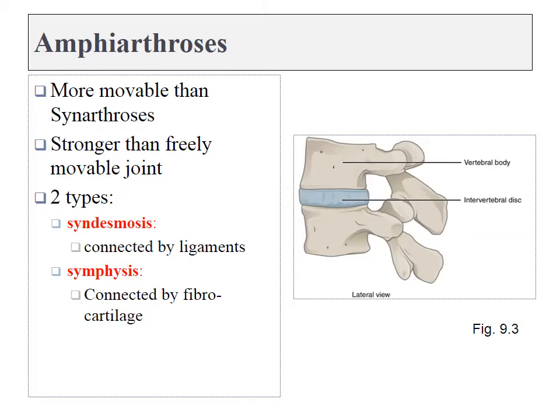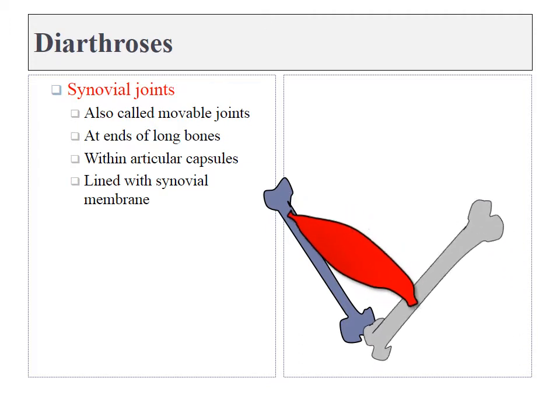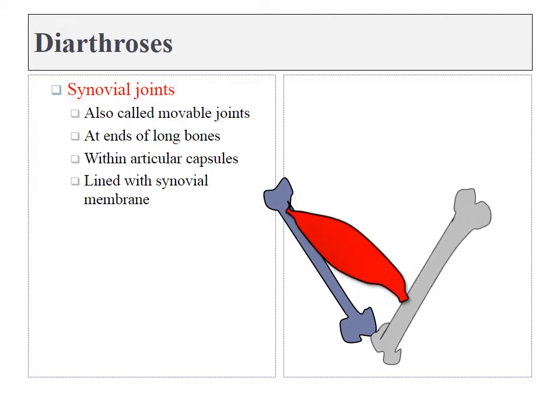The amphiarthroses are slightly movable joints. They come in two basic flavors: those where the bones are connected by ligaments, and those where the bones are connected by fibrocartilage. Lastly, the diarthroses are the freely movable joints. These are where two long bones connect to one another via a capsule full of synovial fluid. Muscles can move one bone relative to the other bone in these types of joints.